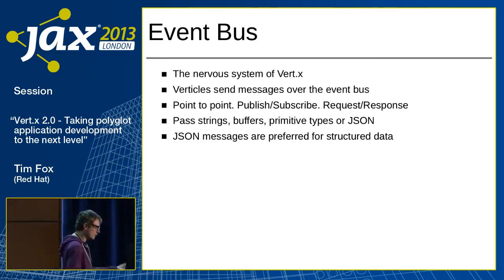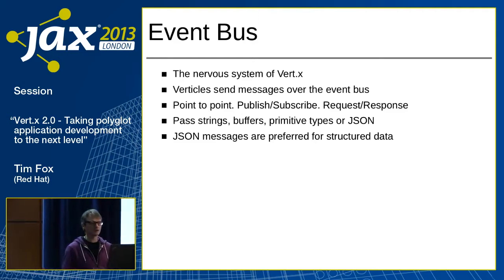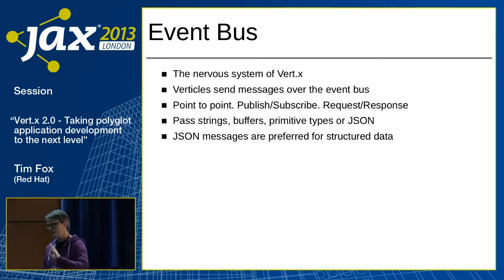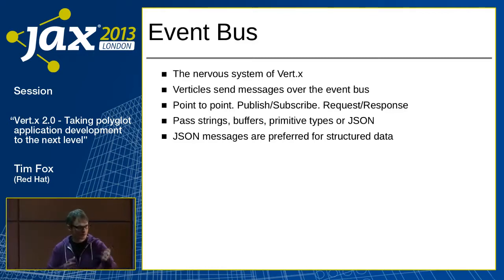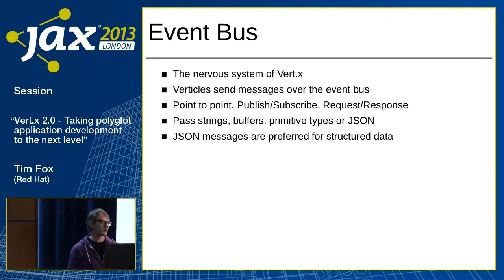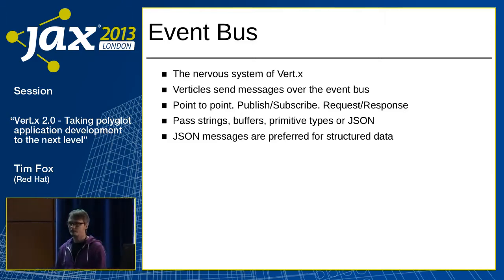And the reason is because of the polyglot nature of Vert.x. So what is the lingua franca of all the verticals, of all the languages? If you have a Ruby vertical talking to a Java vertical, talking to a Scala vertical, if we had a kind of complex binary protocol, it'd be hard to parse and hard to reason about. So we use JSON because JSON is well understood by all those languages. So that's the convention to use JSON.